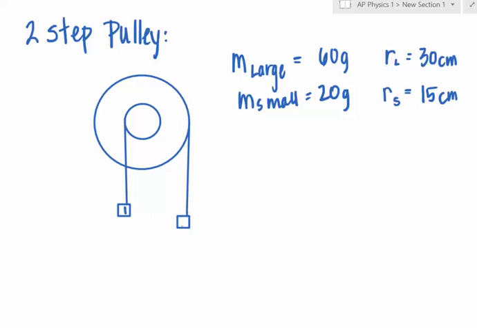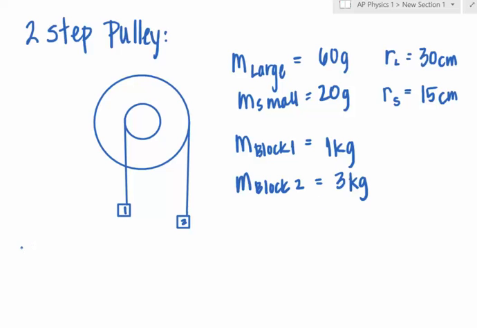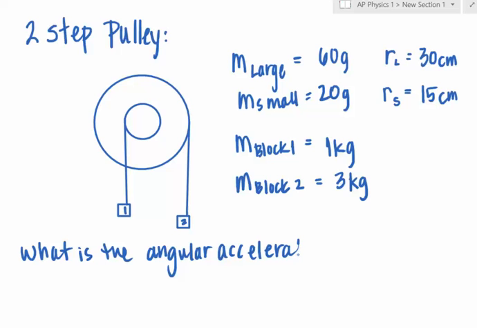We're going to call this block 1 and this block 2. The mass of block 1 would be 1 kilogram, and the mass of block 2 is 3 kilograms. What is the angular acceleration of the system and the tension in each cord?